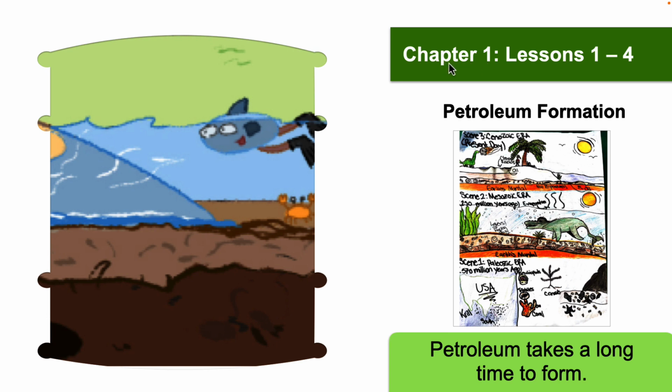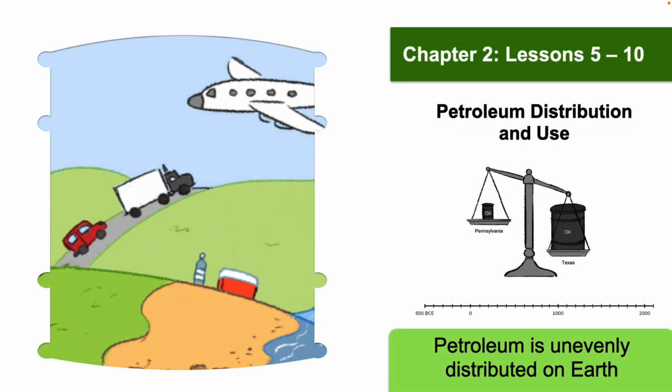In Chapter 1, students follow the story of how petroleum forms, recognizing that it takes a long time. In Chapter 2, students look at how and why petroleum is distributed unevenly around the world, and how our use of it has evolved over time.